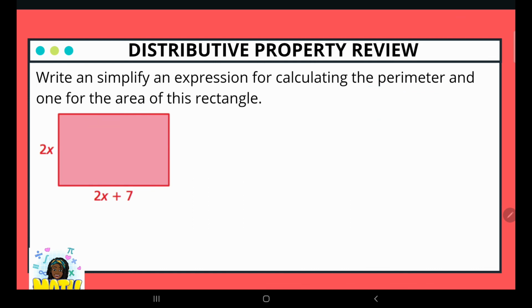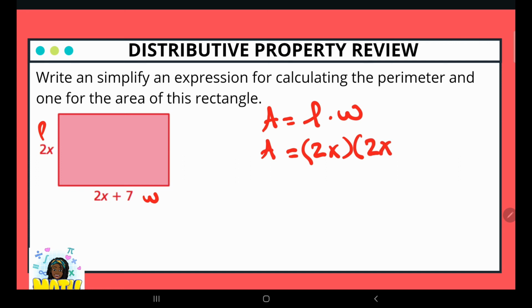Now let's figure out the area. So area is length times width. So A equals length times width. So we can say that this is our length and this is our width, and we can substitute those in. So A is equal to 2x times 2x plus 7. And here I'm going to apply my distributive property. So 2x times 2x, and then 2x times 7.